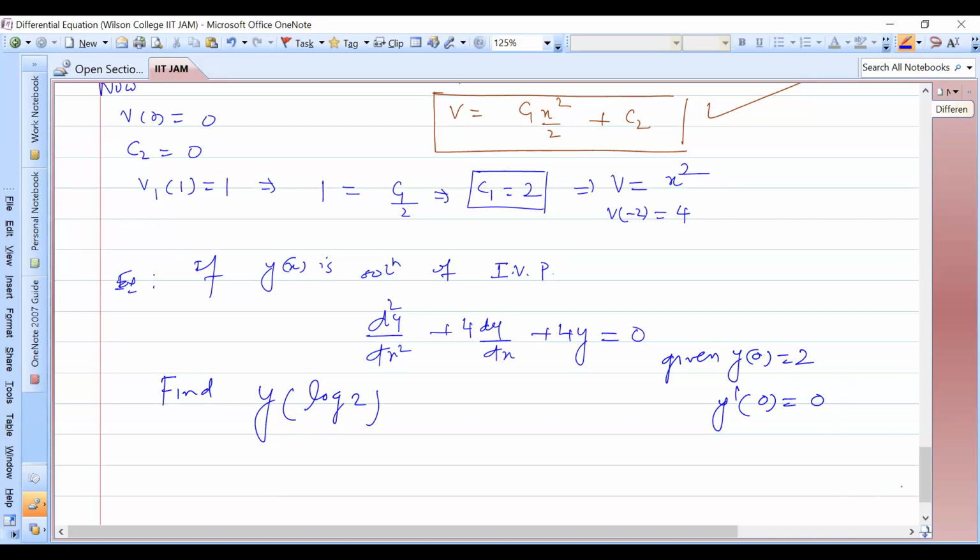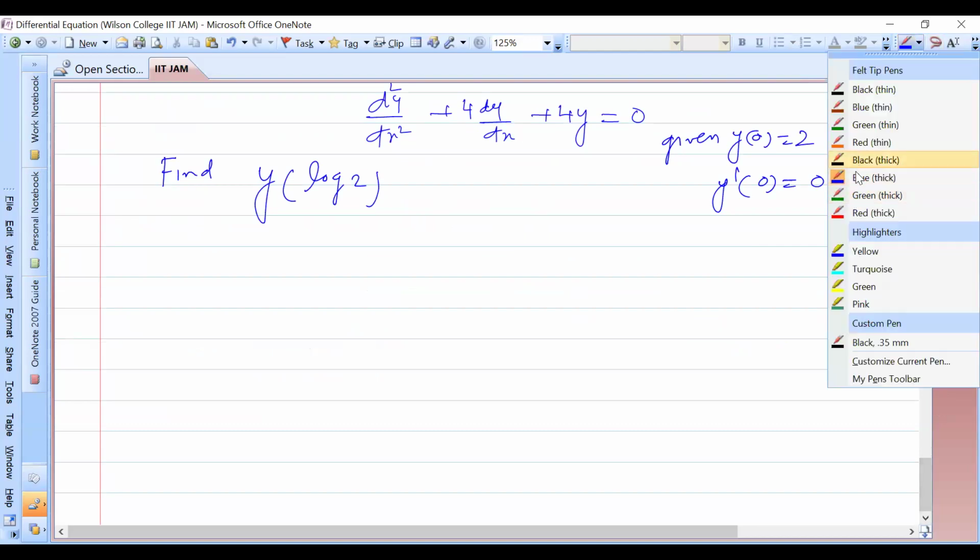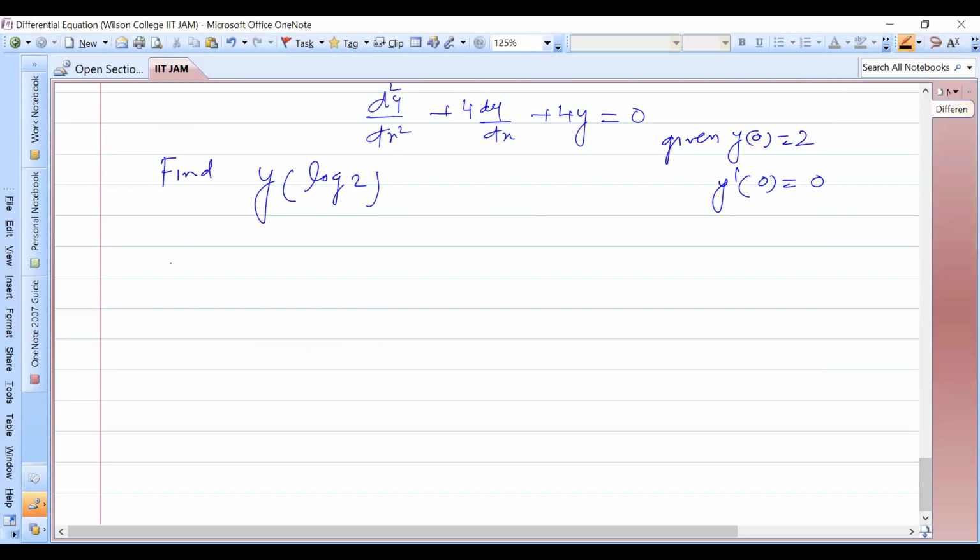What is the complementary function here? Your root solution. What will be the solution? C1 plus C2x into e raised to power minus 2x. Good. So again, they have given y(0) equals 2. So what we get? Meaning of this, C1 equals 2. Agreed?